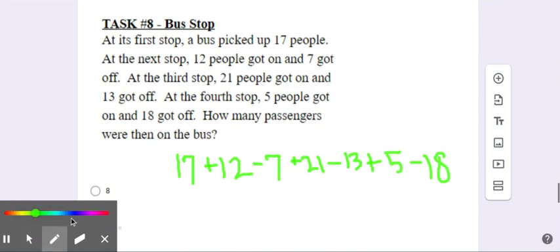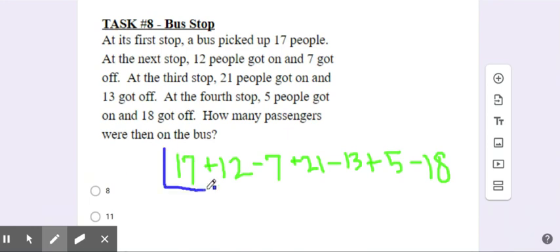I could just go from left to right, or I could add my positives first. Let's add the positives first. I'm going to put a box around the positives. Here's 17 and positive 12. What is 17 plus 12? Well, that would be 29.